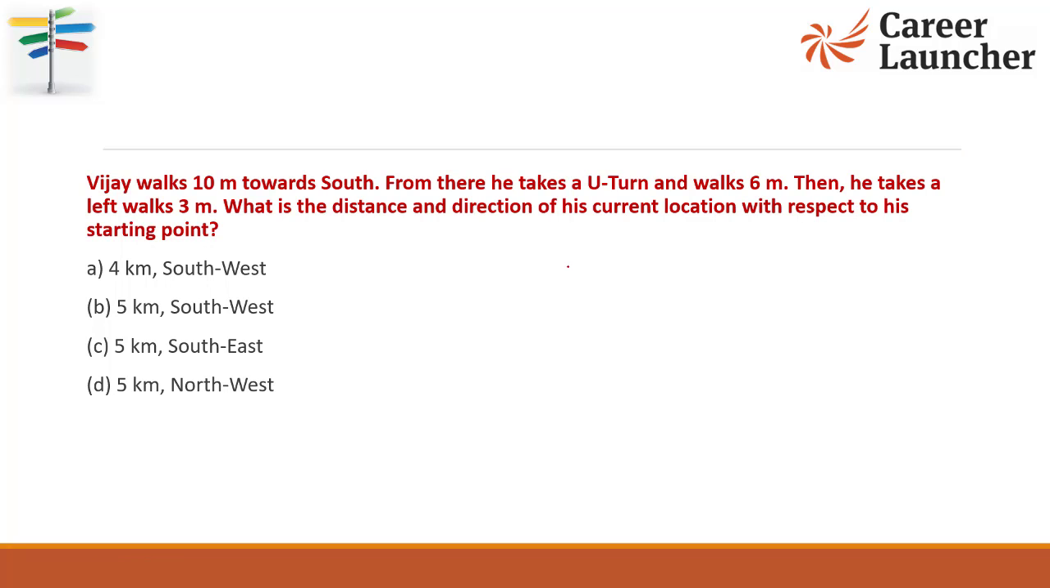So we'll plot his distance. From there, he takes a U-turn and walks 6 kilometers. If he's walking towards south, a U-turn means he will turn 180 degrees, so he'll again start walking towards north. He walks 6. Let's say this is 6. Then he takes a left, walks 3 kilometers. If he's walking towards north, his left turn would be like this, 3.